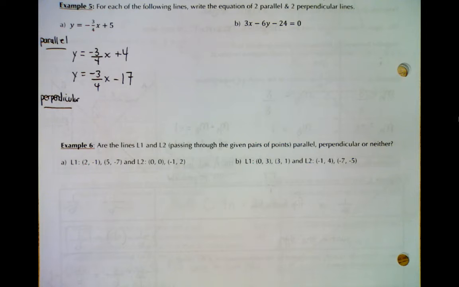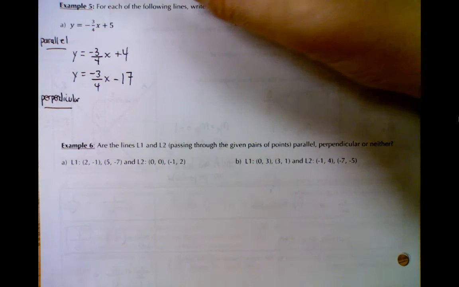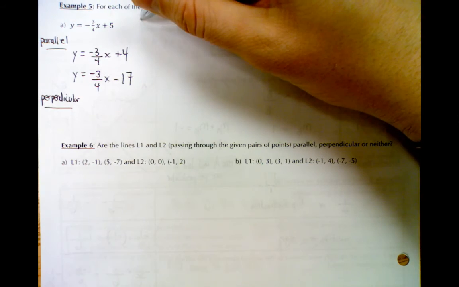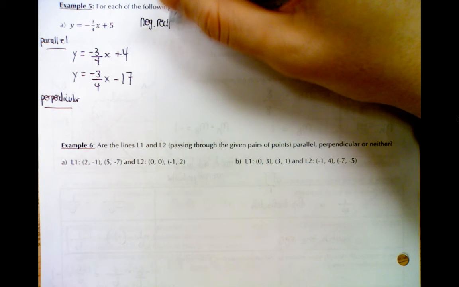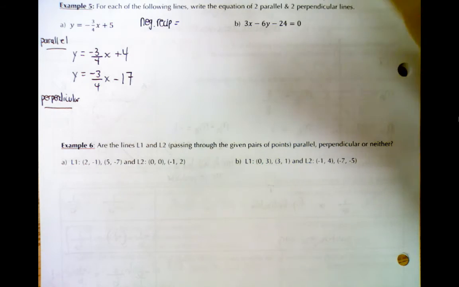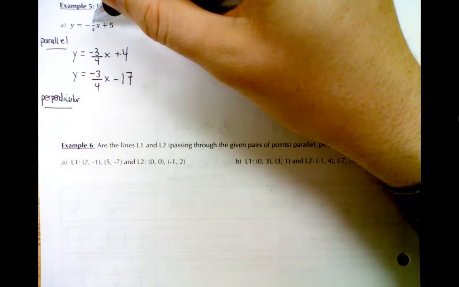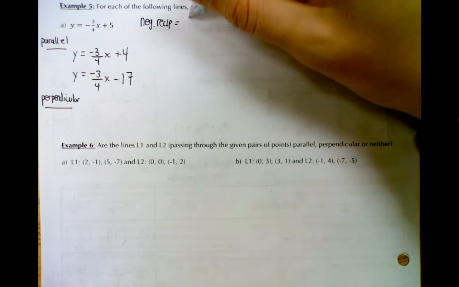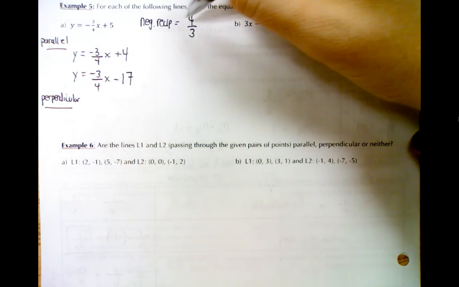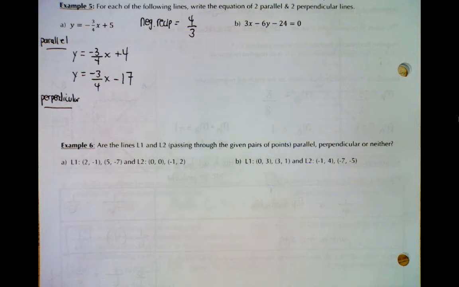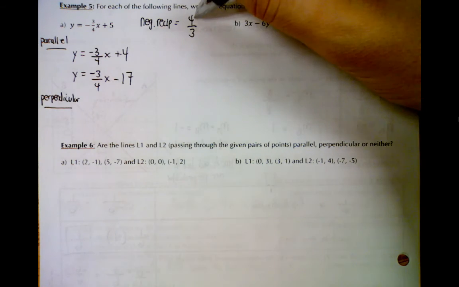To find perpendicular lines, we need lines with negative reciprocal slopes. So the negative reciprocal, I'm going to say neg recip. What's the negative reciprocal of 3 over 4? Well, flip the fraction, 4 over 3, and change the sign, not negative, positive. So we need 2 lines that have a slope of 4 over 3.